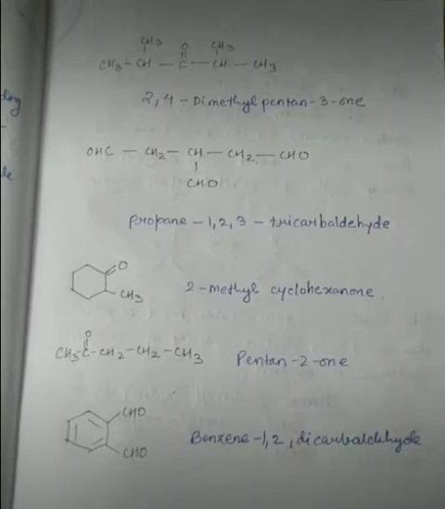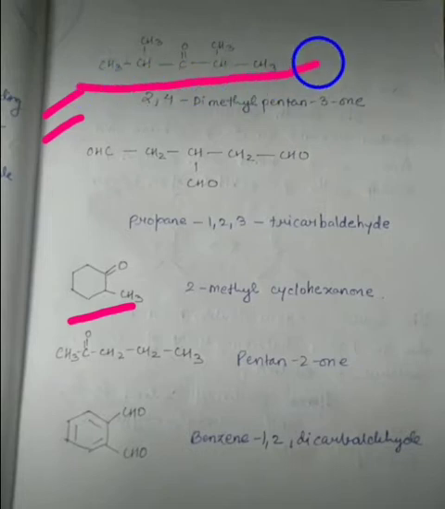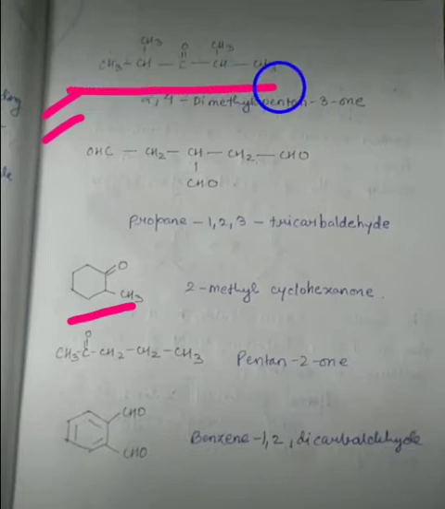Now students, talking about some more examples of how we can name ketones. You can see here a structure: CH3, CH, CH3, CO, CH, CH3, CH3. Taking the parent carbon chain, it comprises 5 carbon atoms and there are 2 substituents. Firstly we will give the numbering, and numbering will be favored where the functional group gets the lowest number and substitution is the most.